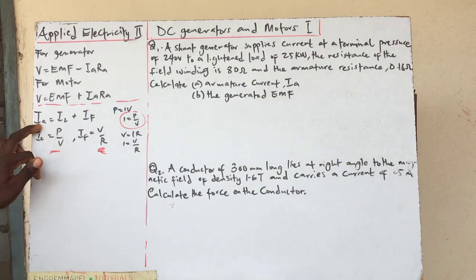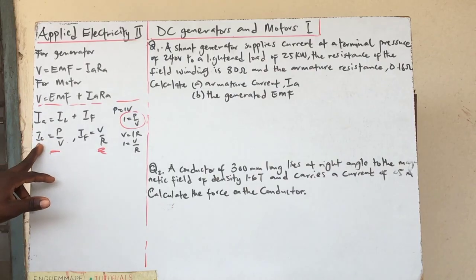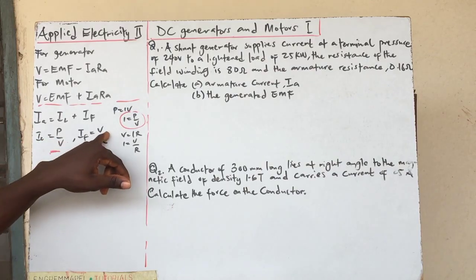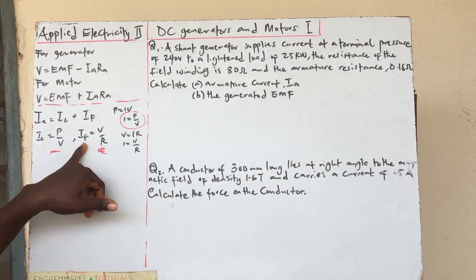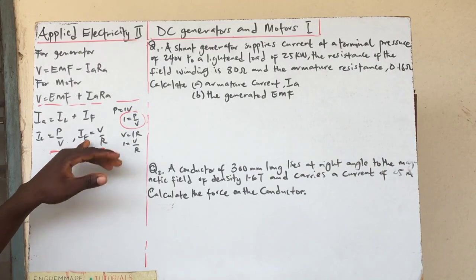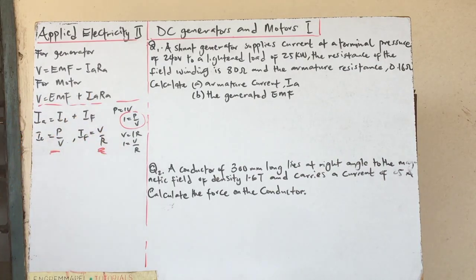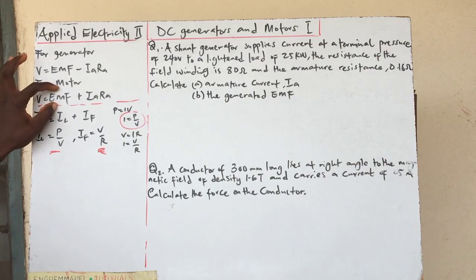So in case you are not given armature current, but you discover that you were given the power and the voltage that have to do with the load current, and you were also given voltage and resistance that have to do with the field winding current, you can automatically get your armature current. From there you can insert it to look for whatever they say you should look for. Maybe you have to look for the voltage or you have to look for the EMF.